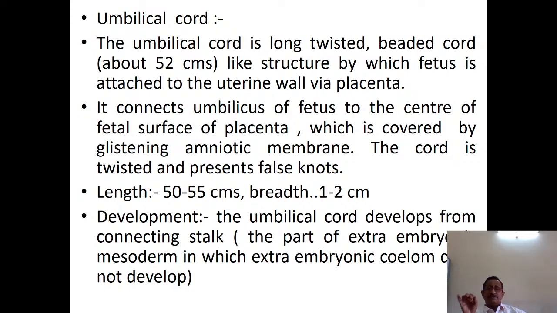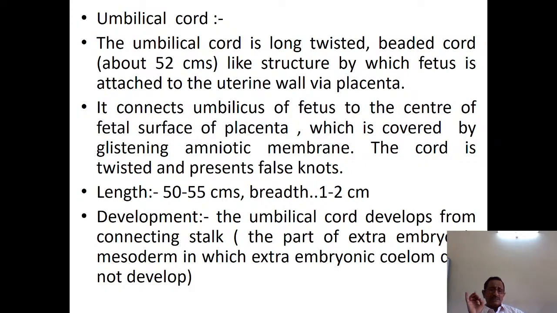The beaded appearance is because the vessels, that is the umbilical arteries and vein, are longer than the length of the umbilical cord. So they twist inside this shorter umbilical cord, and the beaded appearance occurs. This connects the umbilicus of the fetus to the center of the fetal surface of the placenta, which is covered by glistening amniotic membrane. The cord is twisted and may present false knots. Length is about 50 to 55 centimeters. Breadth is 1 to 2 centimeters.